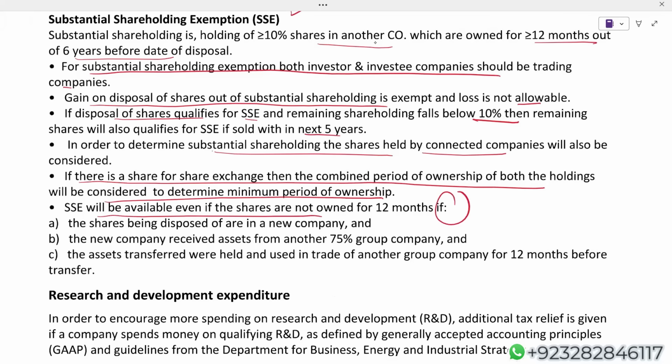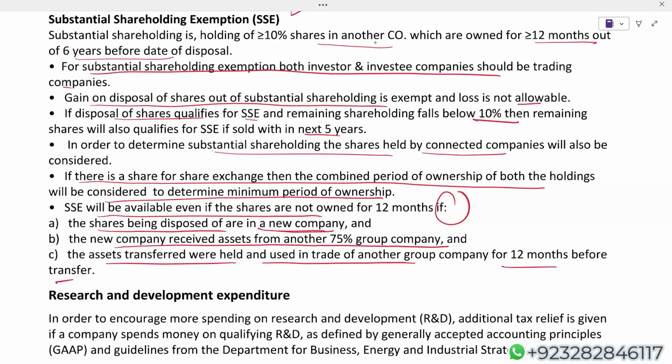SSE will be available even if the shares are not owned for 12 months. If the shares being disposed are in a new company, there's a possibility that you do not have the ownership period of even 12 months. Still, you are getting SSE. This applies if the shares being disposed of are in a new company and the new company receives assets from another 75% group company, and the asset transferred were held and used in the trade of another group company for 12 months before the transfer. Now, what is happening?